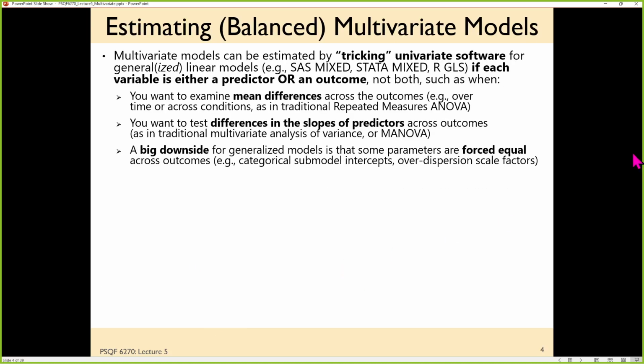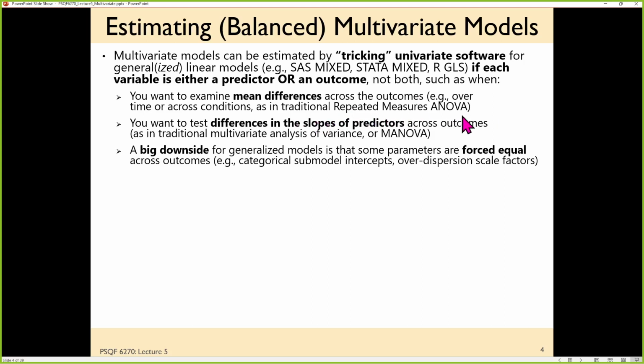In terms of how to estimate these models, I'm going to show you 2 different approaches. One is by tricking univariate software. So the same routines that we have seen in pieces like Glimmix and Mixed in SAS and in Stata, and in R it's going to be a routine called GLS within the nlme package, those are set up to look like typical regression models where you have one column and that's your outcome. You can trick those types of software into estimating multivariate models, and I'm going to show you how to do that.